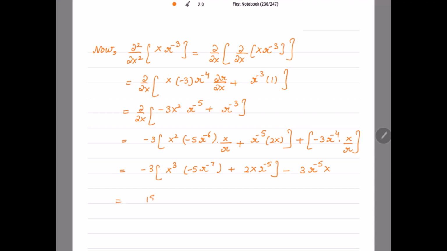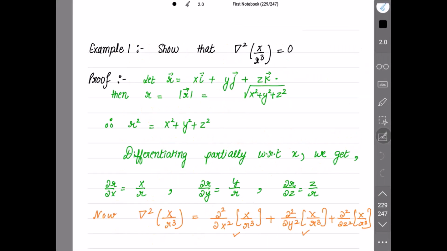So finally it's 15x cube over r the power 7, and it's 6x over r the power 5 minus 3x over r the power 5, which is equal to 15x cube over r the power 7 minus 9x over r the power 5. Just mark this as your first, and let's mark this equation as your star, because we have to put all these three terms in this star. Now solving for the second term.